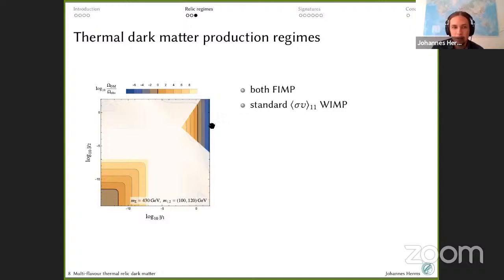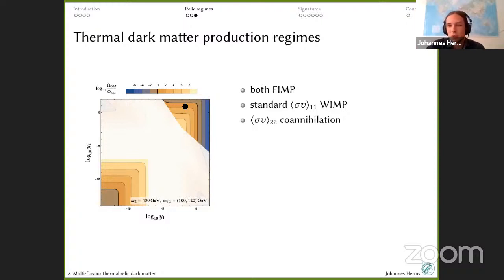Whereas at very high couplings, we find the standard WIMP regime where psi1 annihilations dominate and determine the relic abundance in the end, so that the relic abundance rises with smaller y1 as expected for a WIMP. There's then here the co-annihilation regime if the heavier dark matter candidate is coupled more strongly.